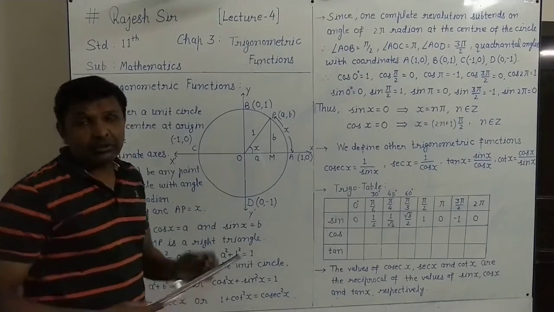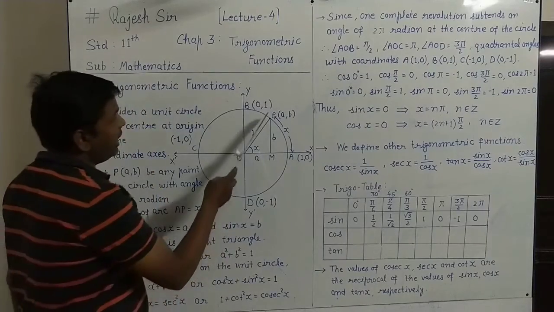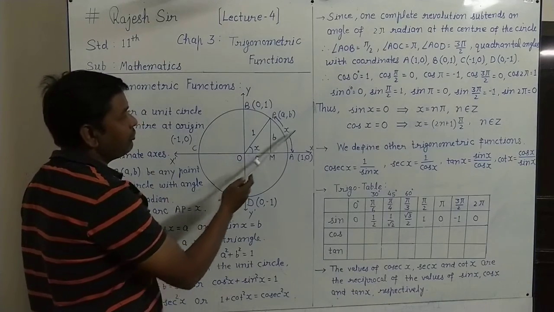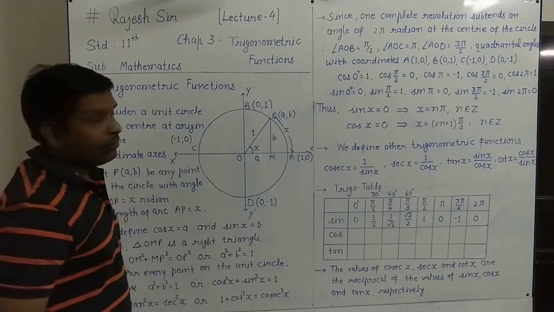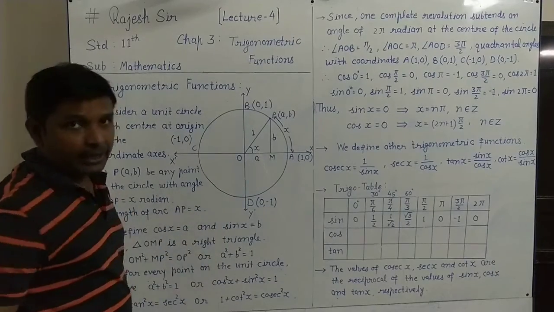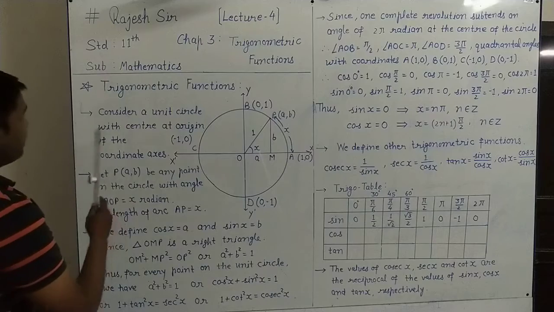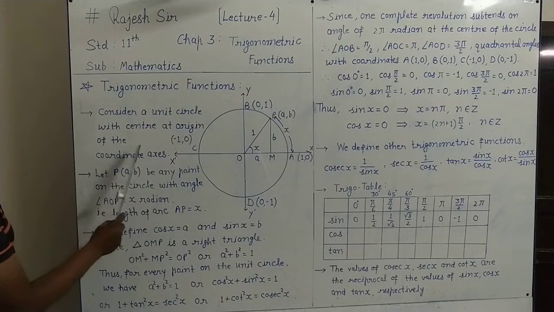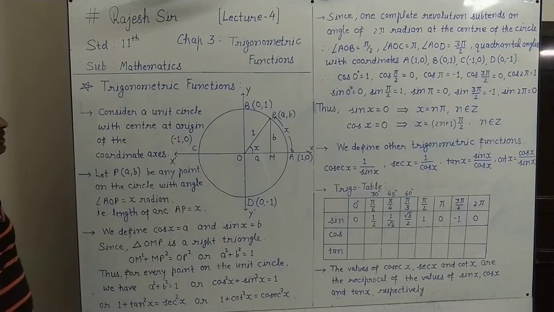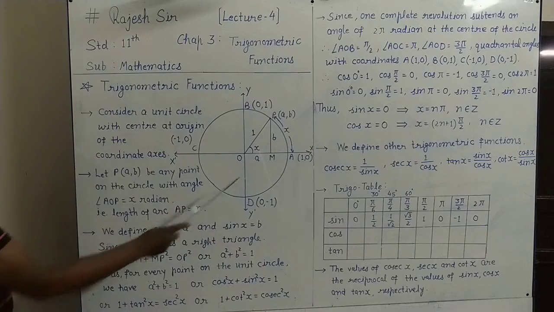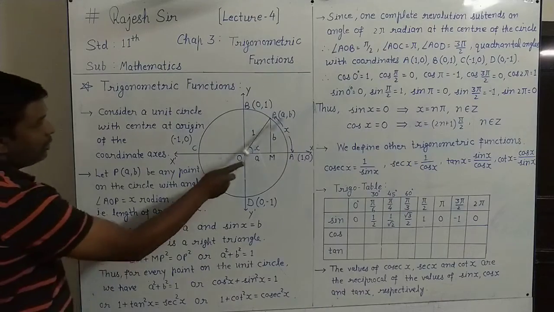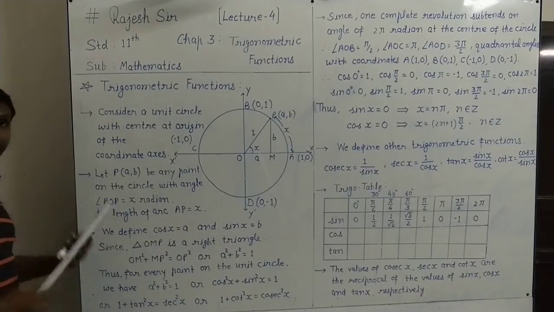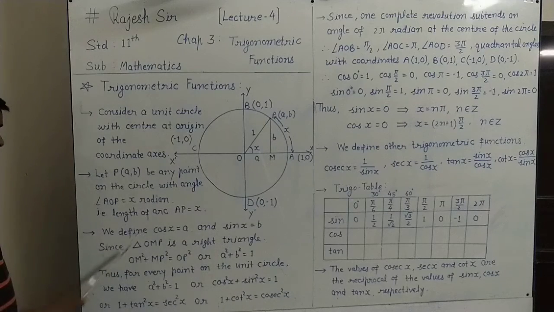By the radian definition, we can understand that this arc AP will be of length x only, because this makes the angle x at the center. So the length of the arc will be x only. These are all the details we have written here. Consider a unit circle with the center at the origin of the coordinate axes. Let P be any point on the circle with the angle AOP equal to x radian, and the length of arc AP will also be x by the definition of radian.